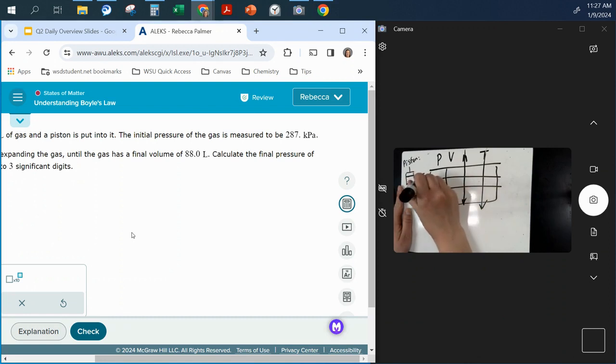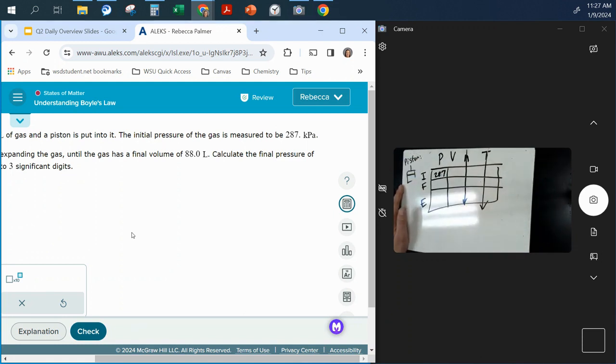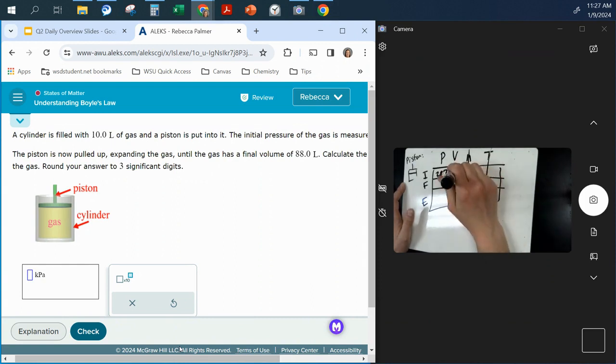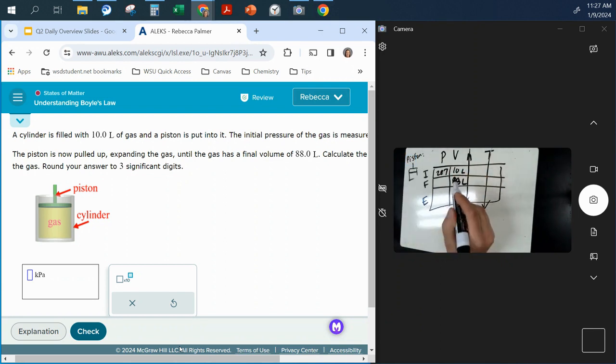But here, so this is our initial, this is our final, and then this is what we expect to happen. So initially, the pressure is at 287. Volume is at 10. Oh, we had 10 liters. And the final volume is 88 liters. Oh, it got a lot bigger. Okay, so the volume is increasing.